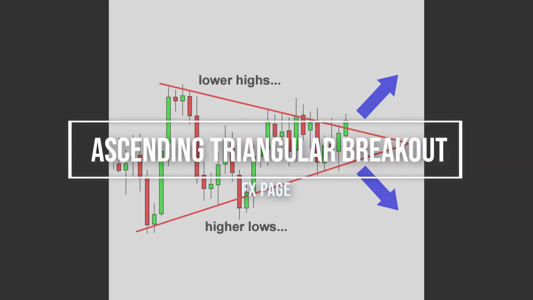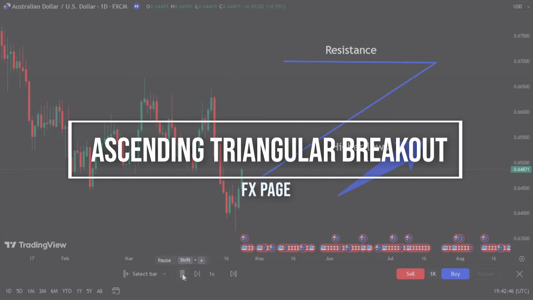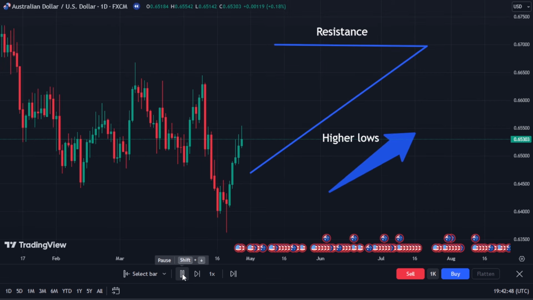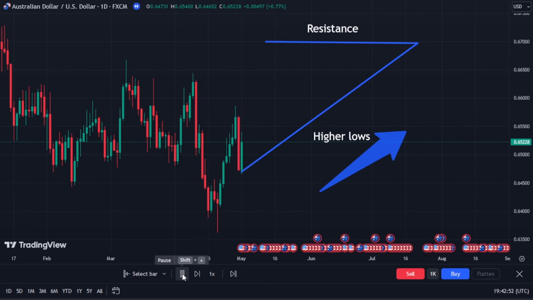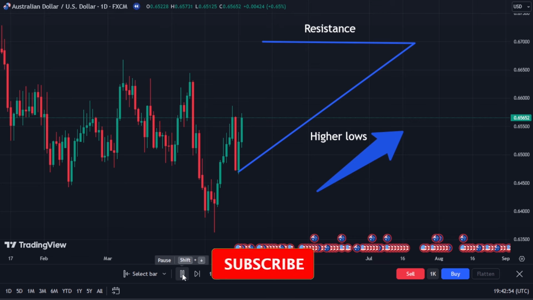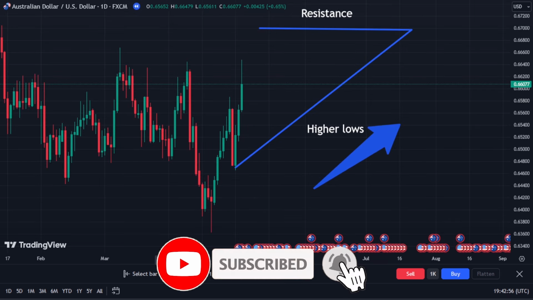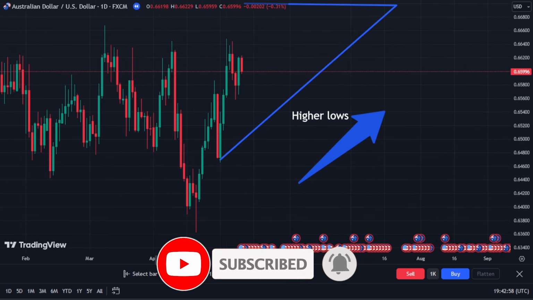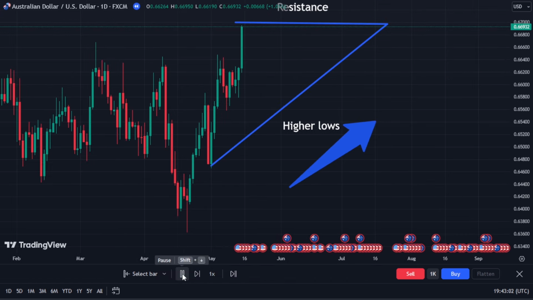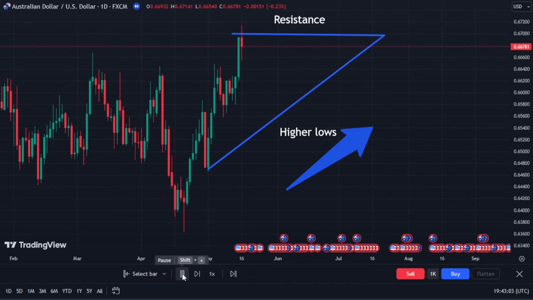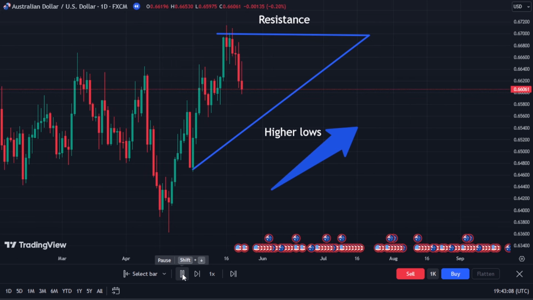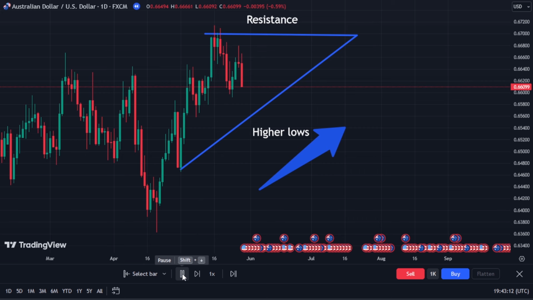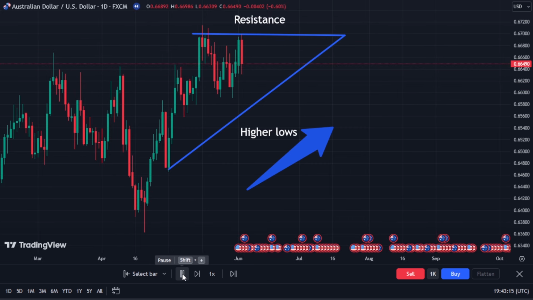Ascending triangles form when there is a resistance level and the market price continues to make higher lows. This is a sign that the bulls are slowly starting to gain momentum over the bears. The story behind an ascending triangle is that each time the price reaches a certain high, there are several traders who are convinced about selling at that level, resulting in the price dropping back down.